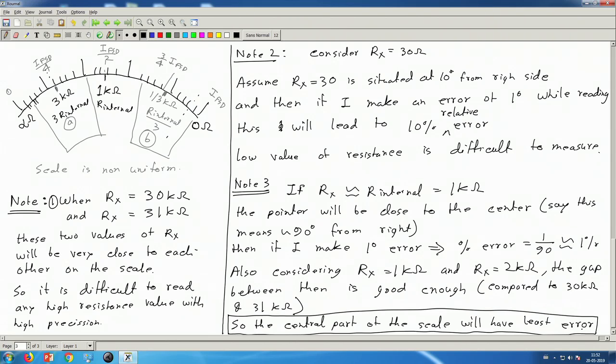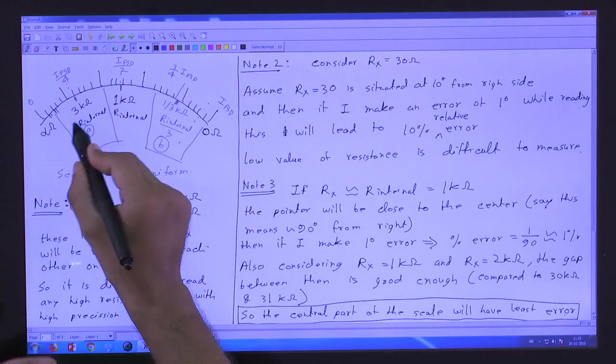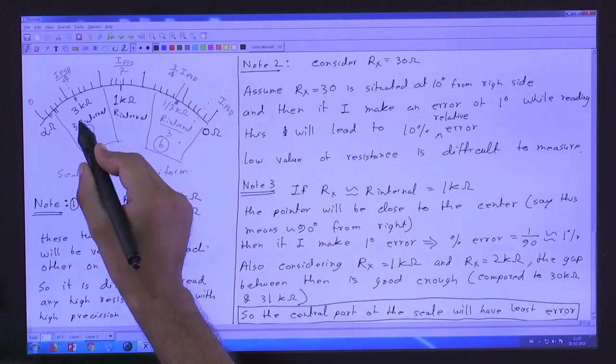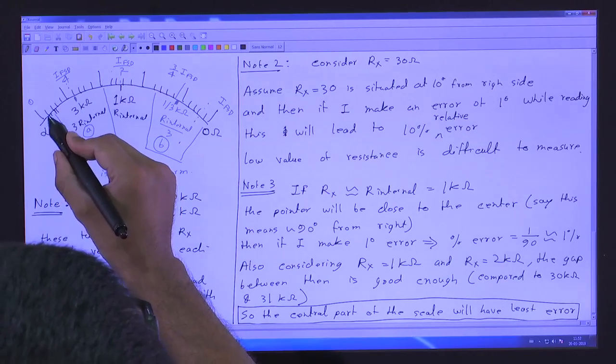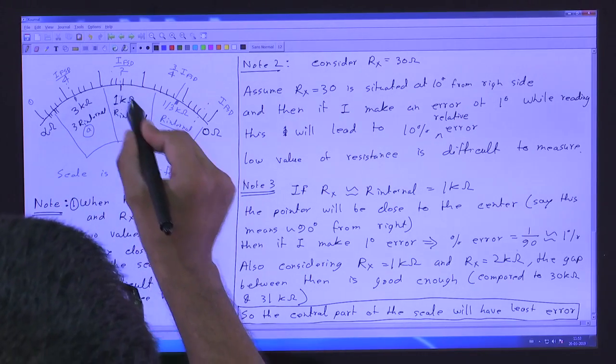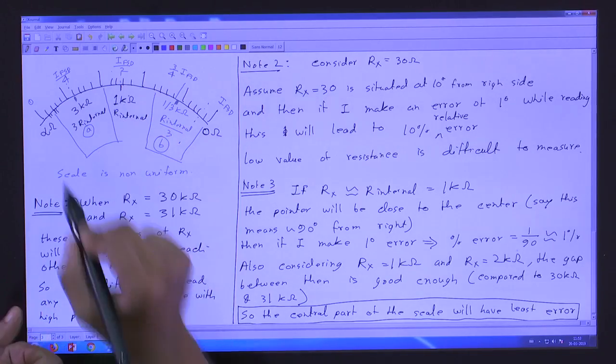Now, next what we should do, therefore, depending on the value of the resistance that we want to measure, is alter the markings of this scale. If we want to measure say 10 kilo ohm resistance, or a resistance close to 10 kilo ohm, then we should somehow change the circuit so that 10 kilo ohm comes at the center. So this will be the focus of our next video.